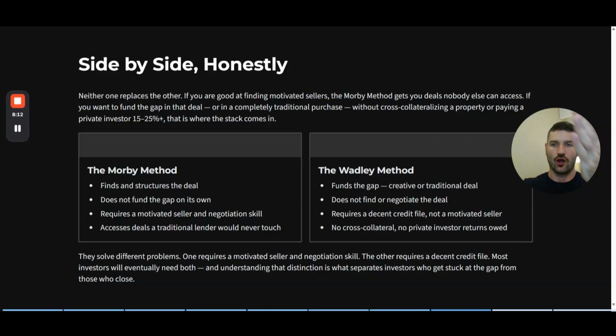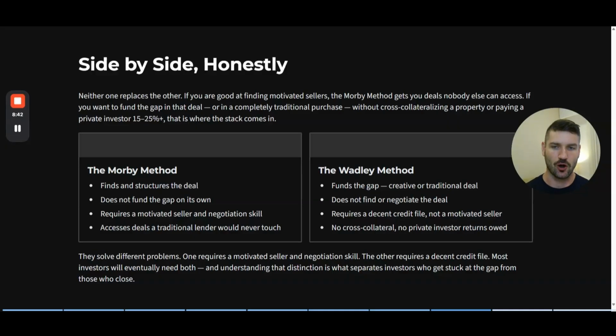So the Morby method finds and structures the deal, does not fund the gap on its own, requires a motivated seller and negotiation skill, and access to deals a traditional lender would never touch. The Wadley method, on the other hand, funds the gap, creative or traditional deals, does not find or negotiate the deal, requires a decent credit profile, not a motivated seller, and there's no cross-collateralization, no private investor returns owed.